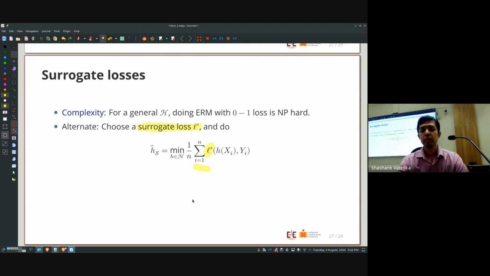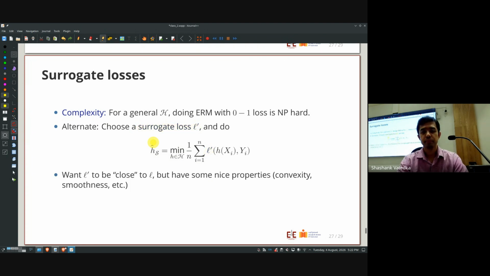All right. And the surrogate loss is chosen so that it at least closely approximates the original loss, which is your 0-1 loss. But at the same time, there is some algorithm which allows you to minimize this surrogate loss efficiently. So we want this surrogate to be close to the original loss function, but also have some nice properties, maybe convexity, maybe smoothness, and so on.